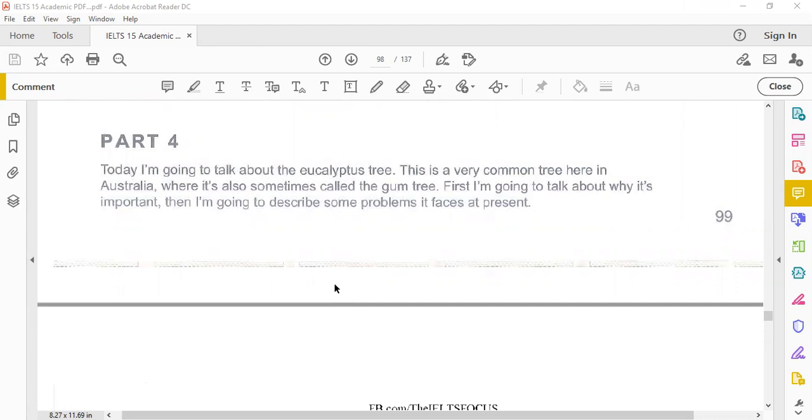Part 4. Today I'm going to talk about the eucalyptus tree. This is a very common tree here in Australia, where it's also sometimes called the gum tree. First, I'm going to talk about why it's important. Then I'm going to describe some problems it faces at present.